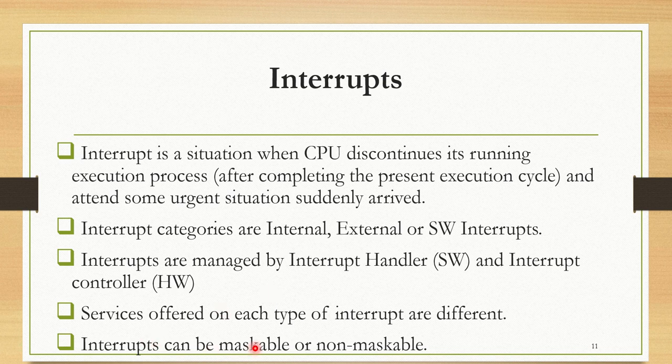Now an interrupt can be maskable or non-maskable. Some interrupts can be disabled. Suppose non-priority interrupts can be disabled. The interrupts which can be disabled are called maskable, and the interrupts which cannot be disabled are called non-maskable.